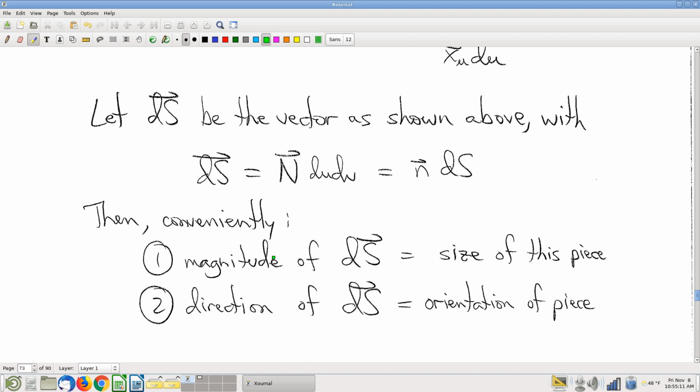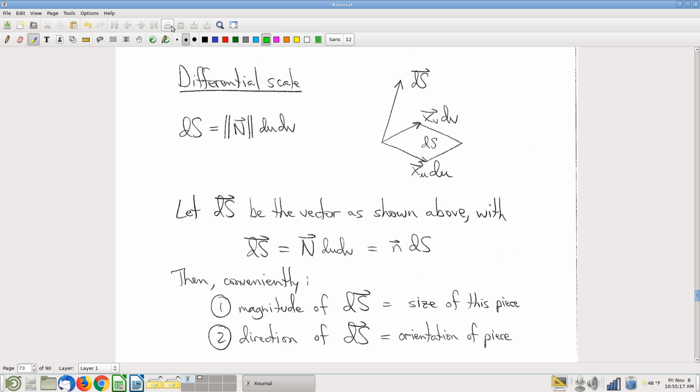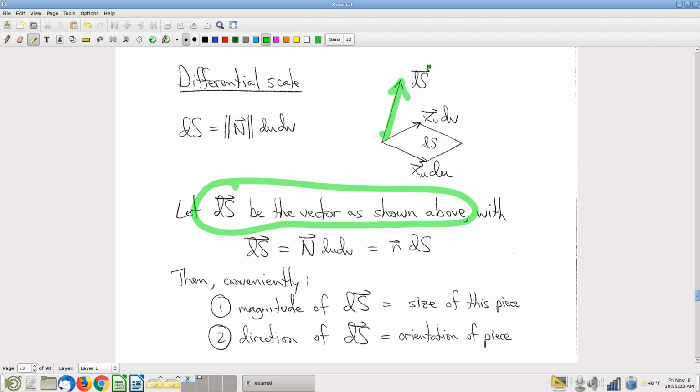Alrighty. So that being said, let me go ahead and say a quick word about why we care about this thing. And I'm going to say more in a second. But this ds vector is kind of the surface analog of the dx vector. Y'all remember the dx vector when we were doing vector line integrals? What I like about the dx vector is that it tells you everything you could possibly want to know about a little piece of curve. The direction that the dx vector points is the direction that the curve is going. The magnitude of the dx vector is the length of the little piece of curve. So the dx vector is the all-encompassing everything you want to know about a little piece of curve.